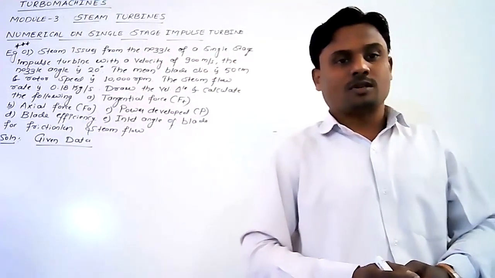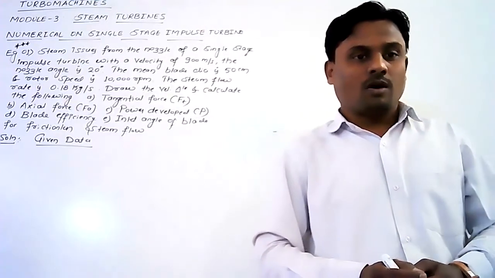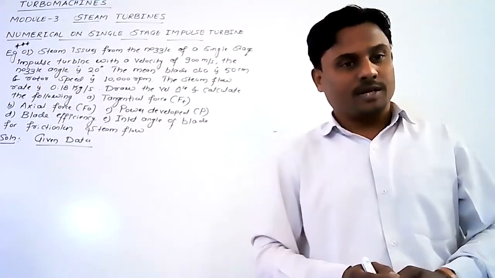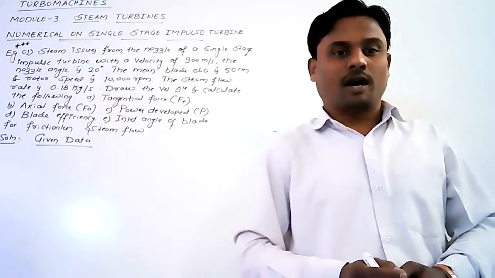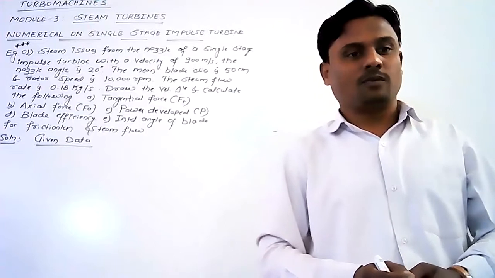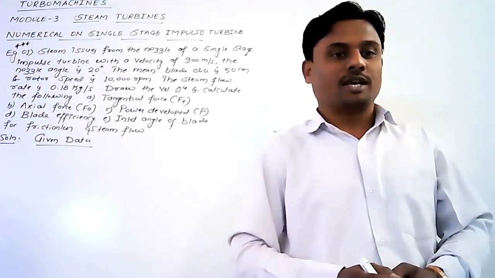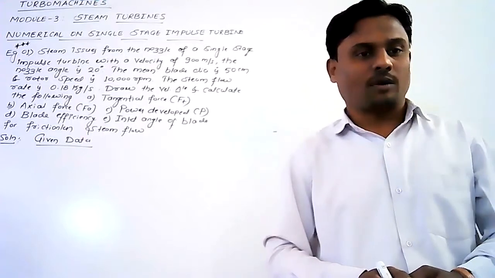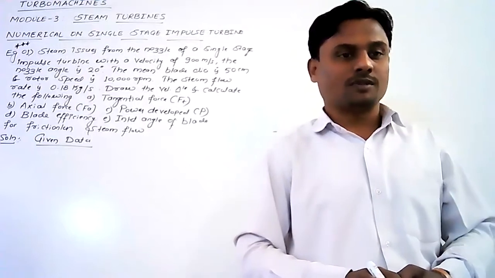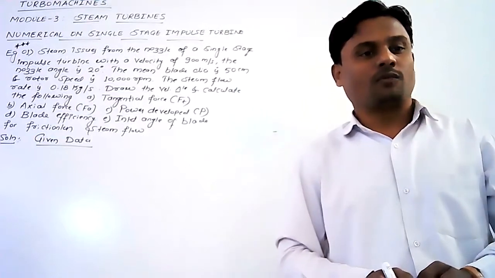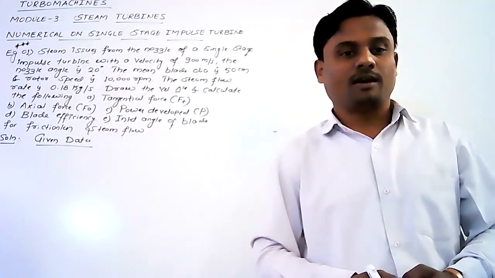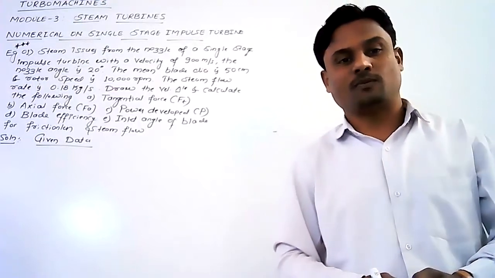Steam issues from the nozzle of a single stage impulse turbine with a velocity of 900 meter per second. The nozzle angle is 20 degrees. Mean blade diameter is 50 centimeter. The rotor speed is 10,000 rpm. Steam flow is 0.18 kg per second. Draw the velocity triangle and calculate the following. The first bit is tangential force, second bit is axial force, third bit is power developed, fourth bit is blade efficiency, and fifth bit is inlet angle of the blade for the frictionless steam flow.